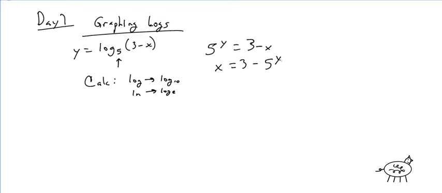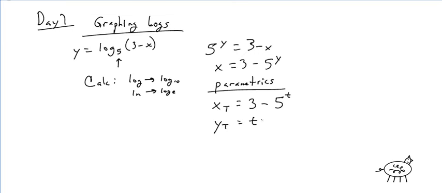And as you already know, you cannot graph an x equals problem on your graphing calculator. But what can I use instead? Okay, now remember what we've been using a lot is parametrics. That's exactly what I can do. So we're going to use parametrics. And so what we're going to do is we're going to say our x sub t is equal to 3 minus 5 to the t power, and y sub t then is just going to be equal to t. Right? That's a nice use of the parametrics.